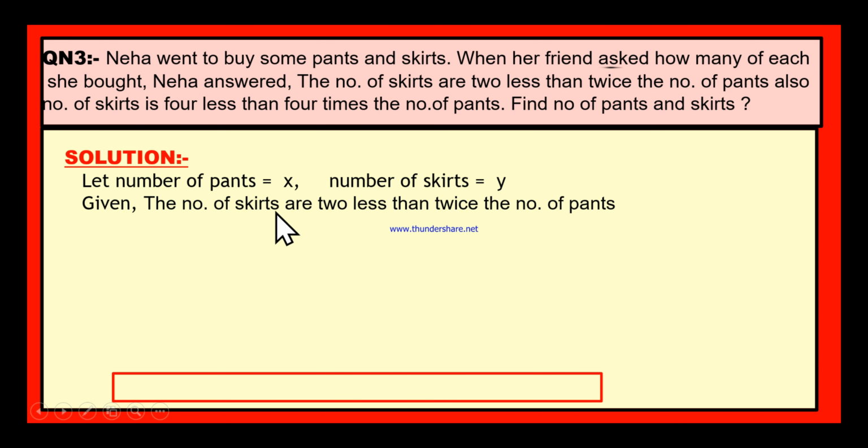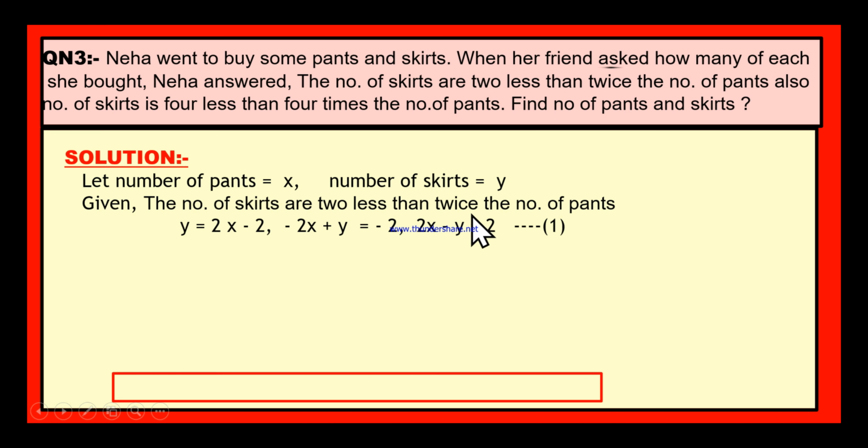Here, the number of skirts is denoted by y. Let us frame an equation now. Number of skirts means y is equal to twice the number of pants. Number of pants is x, twice means 2 times. 2 times of x is 2x, and 2 less means minus 2. Is it clear? Look at this equation again. Y is equal to twice the number of pants minus 2.